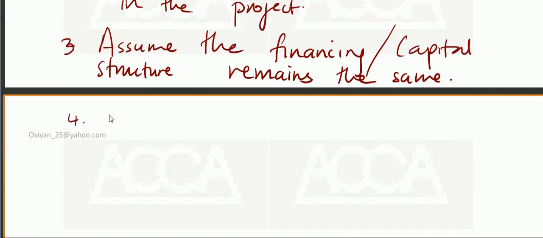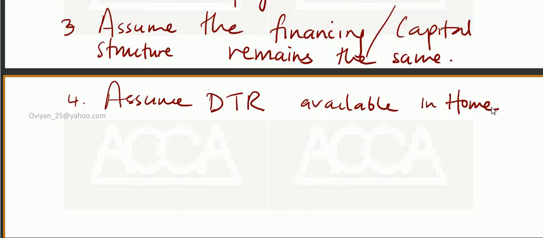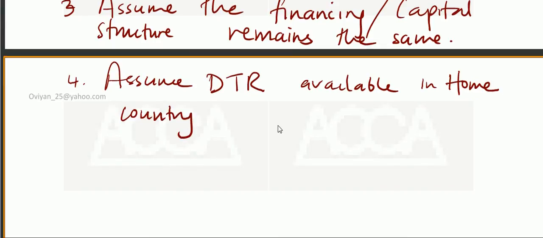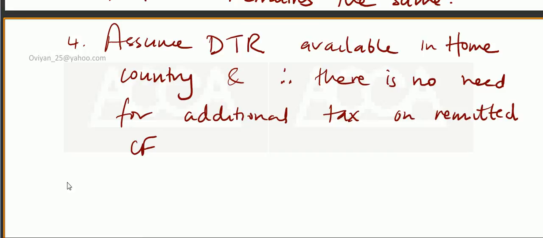Number 4, we're going to assume double tax relief is available in home country. Double tax relief is available in the home country, that is in Europe. And therefore there is no need for additional tax on remitted cash flows. There's no additional tax on remitted cash flows.